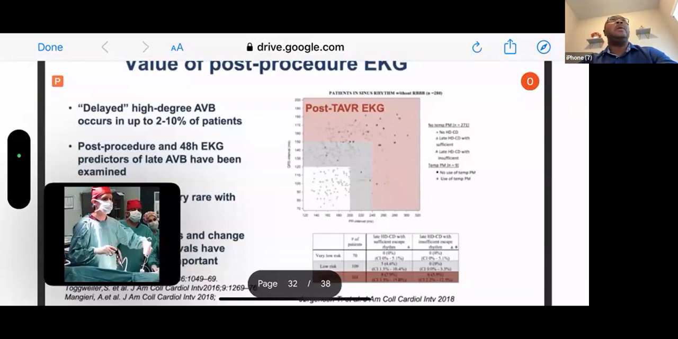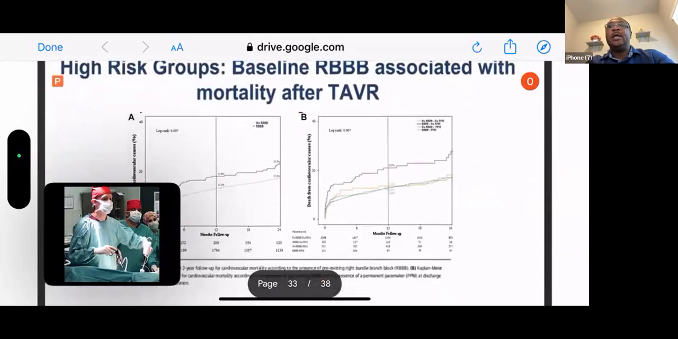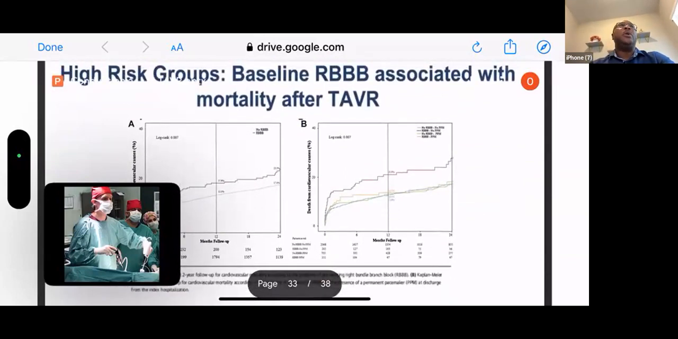And if they do have that, then maybe they may need permanent pacemaker placement. And the absolute value and change in the QRS and PR intervals have also been shown to be very important in this patient. All right, so we talked about those patients who had a pre-existing right bundle branch block.